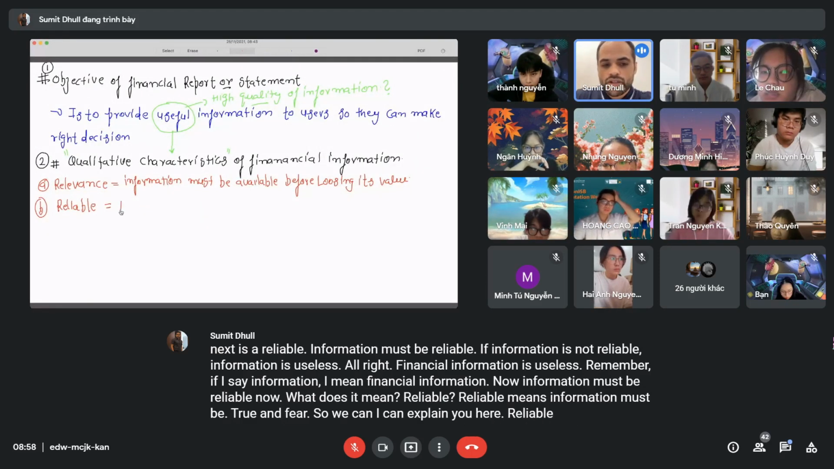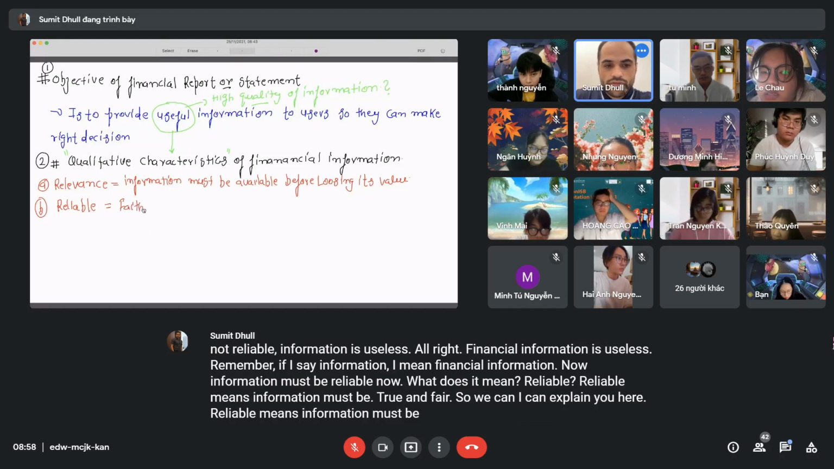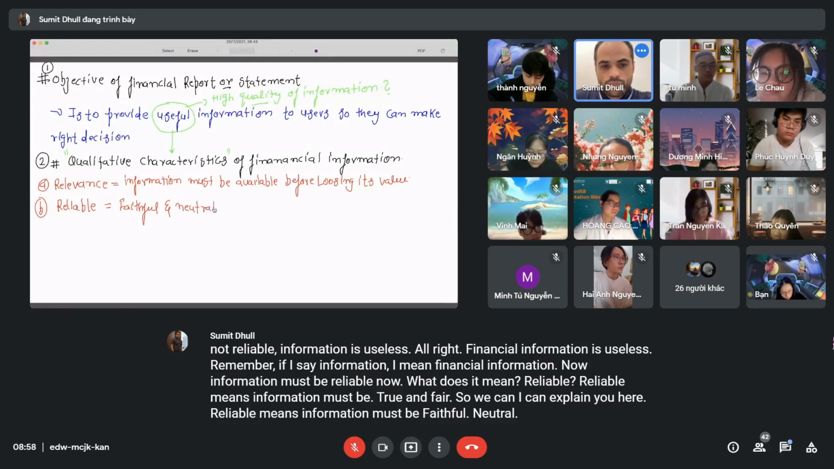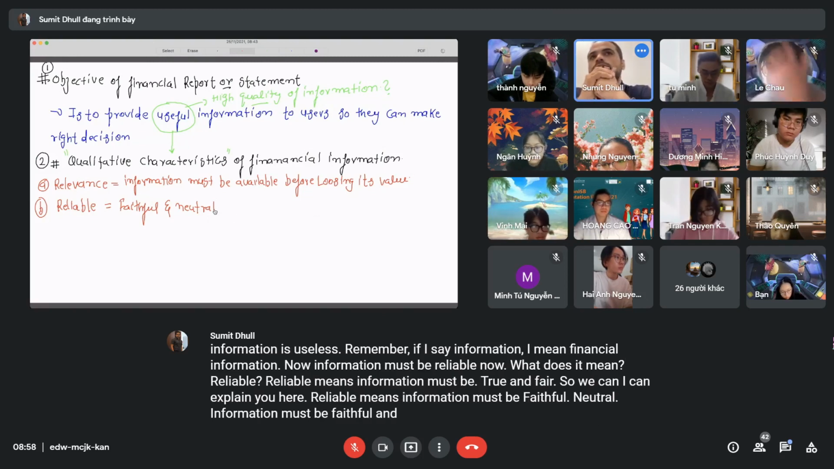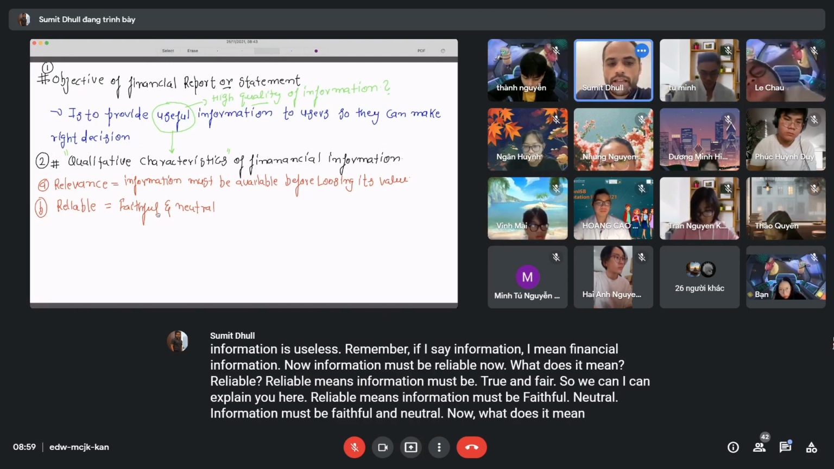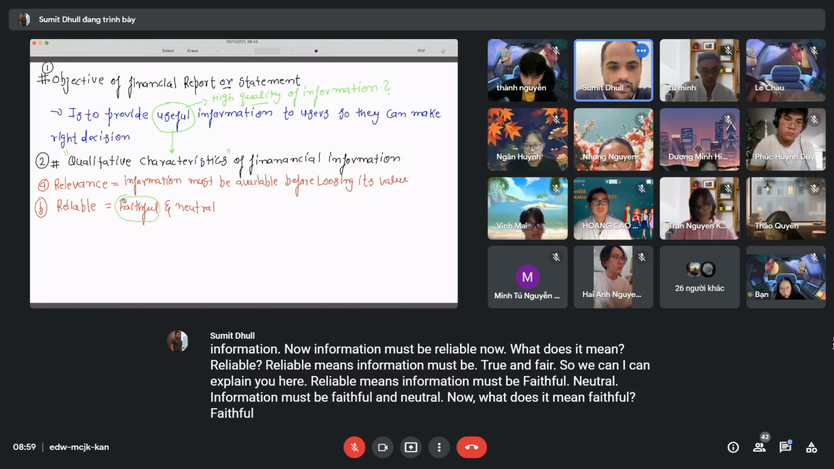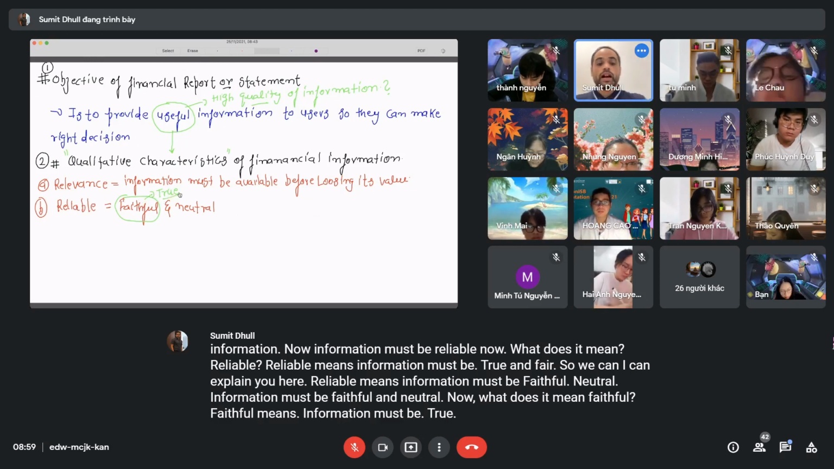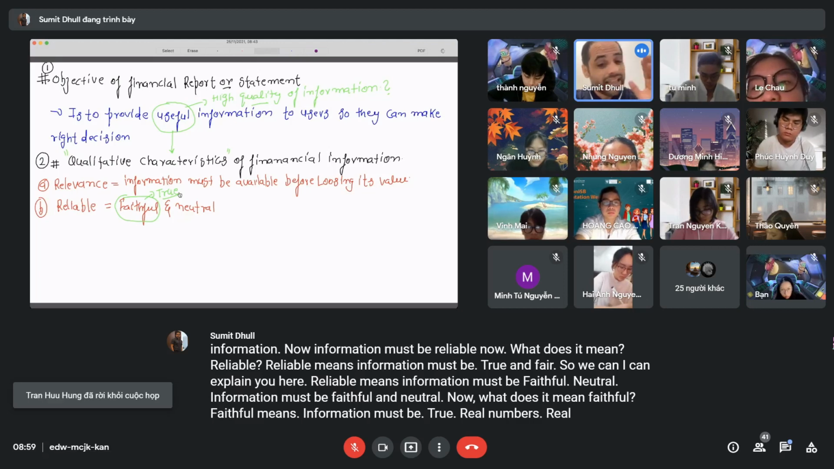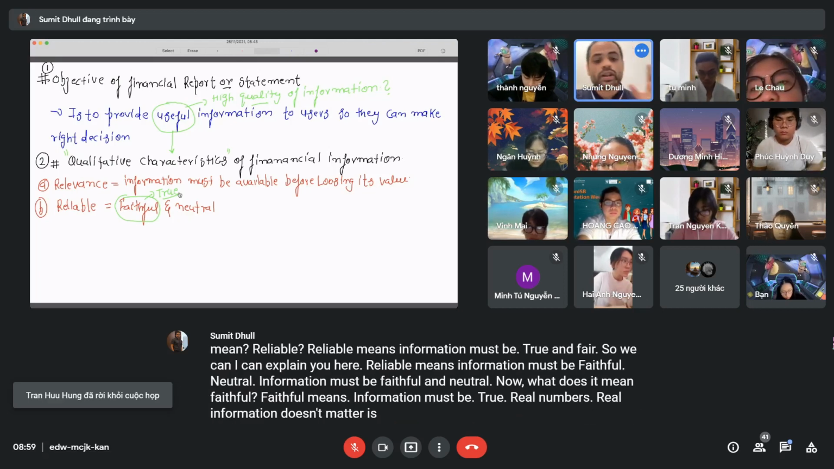Reliable means information must be faithful and neutral. Now, what does faithful mean? Faithful means information must be true, real numbers, real information. It doesn't matter whether it is a loss or a profit.